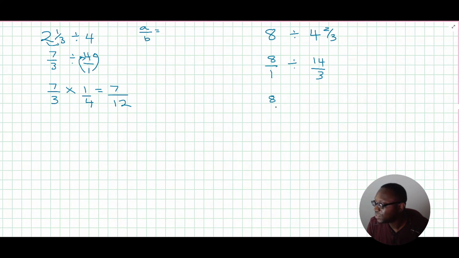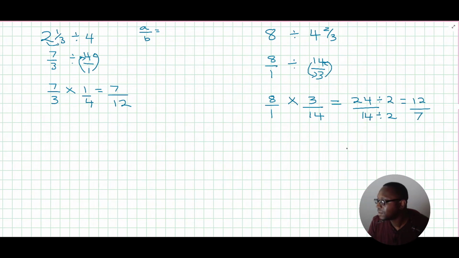So the next step we're going to use is the rule where we leave the fraction to the left of the division symbol alone. We change the division symbol to a multiplication, and then we switch the position of the numerator and denominator on the fraction to the right of the division symbol, which is 3/14. So 8 multiplied by 3, we have 24 over 14. Now we have two even numbers, so we can divide both of them by 2. So 24 divided by 2, we have 12. 14 divided by 2, we have 7. So 12/7.